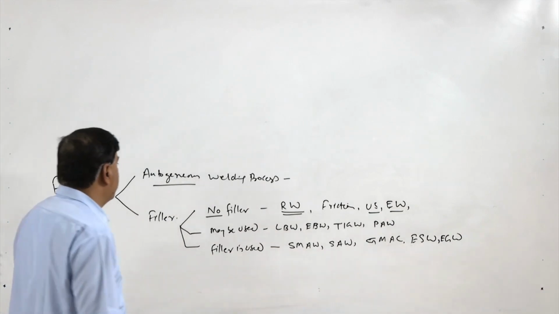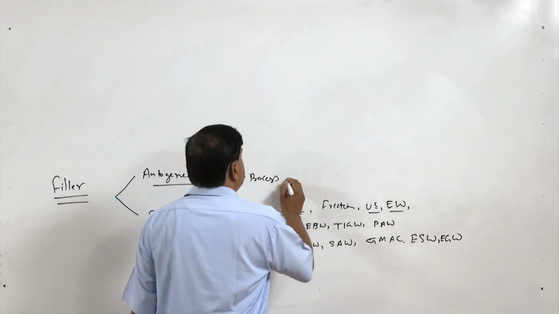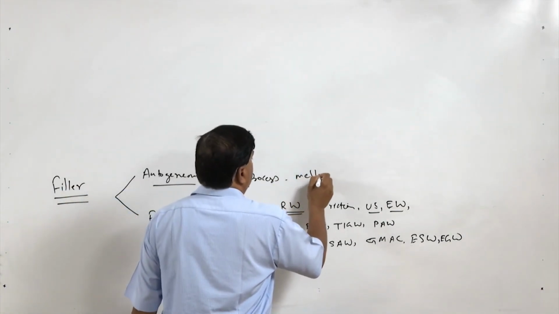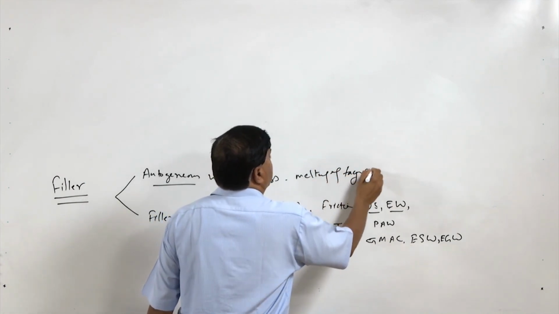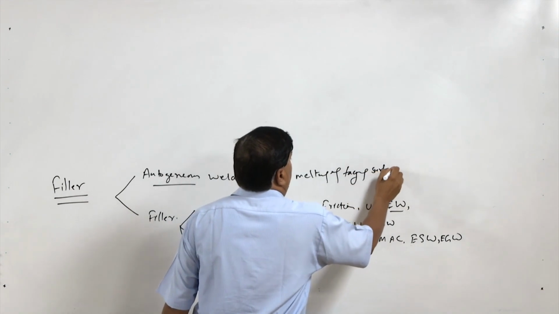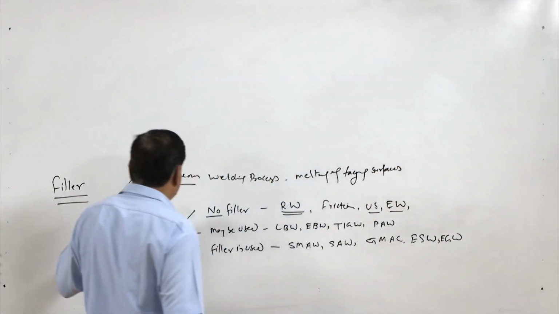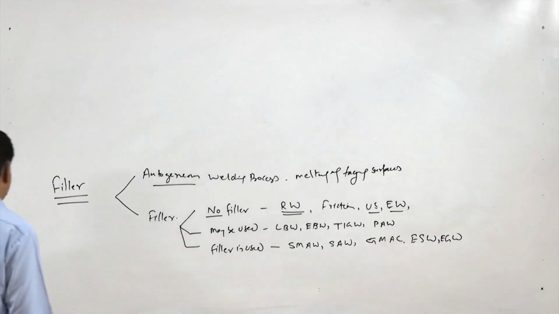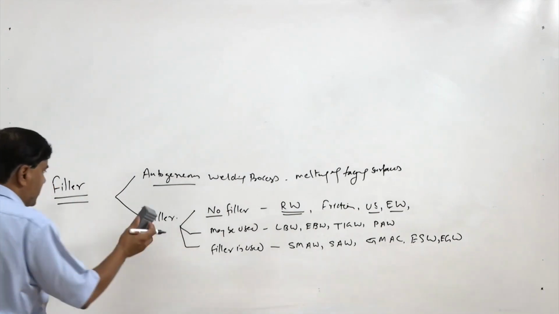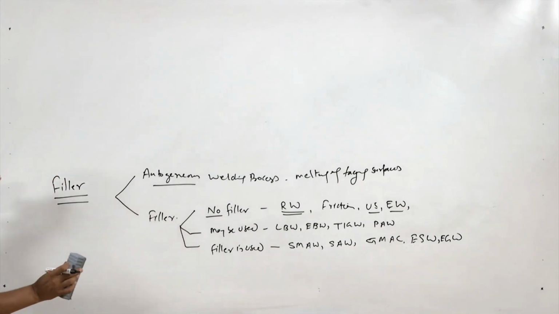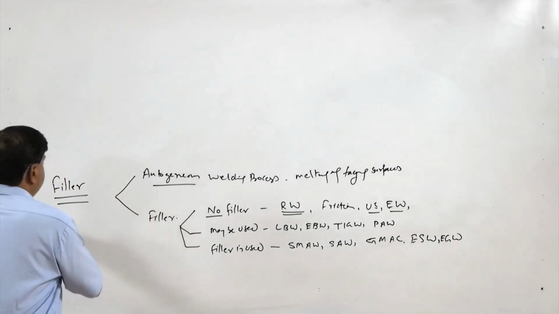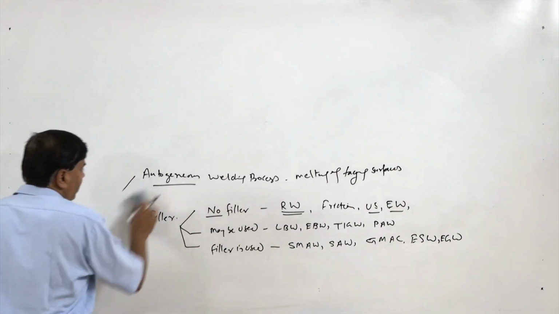This is the case where just melting of the faying surfaces is involved. Otherwise, in other processes filler metal may be used or may not be used. So this is the classification of the different welding processes or the joining processes based on the use of filler.